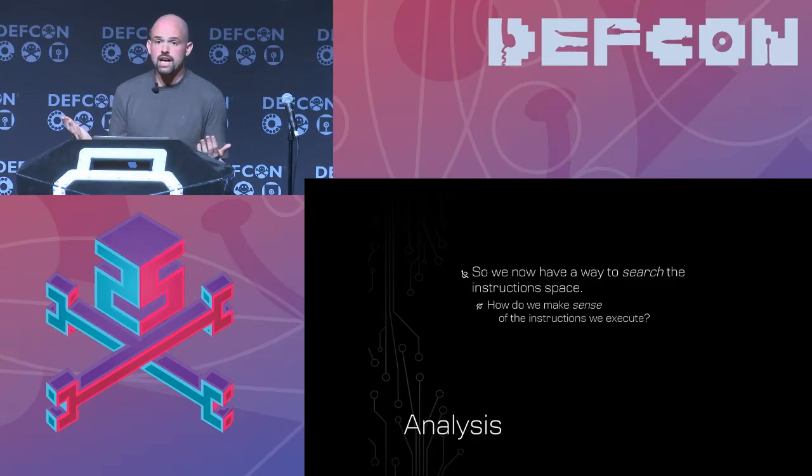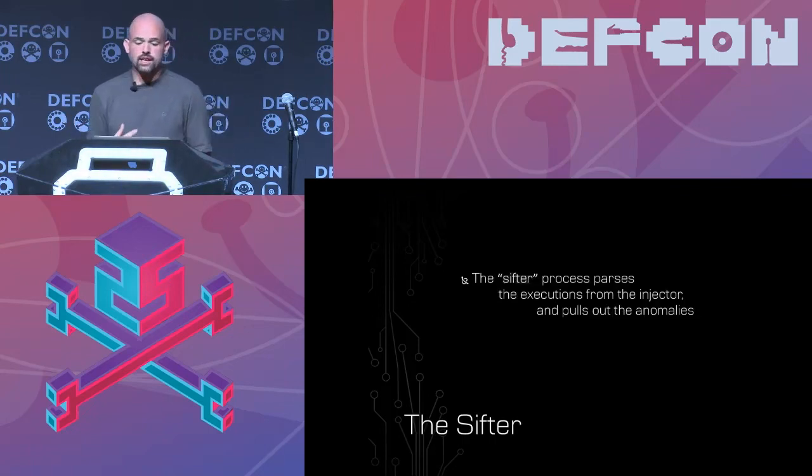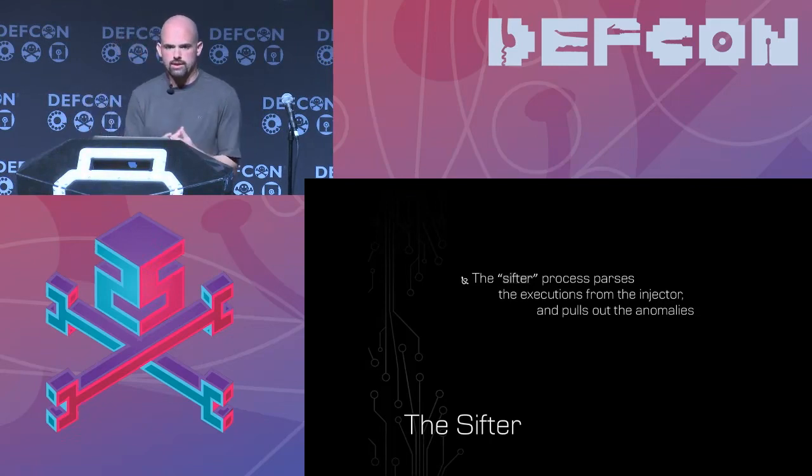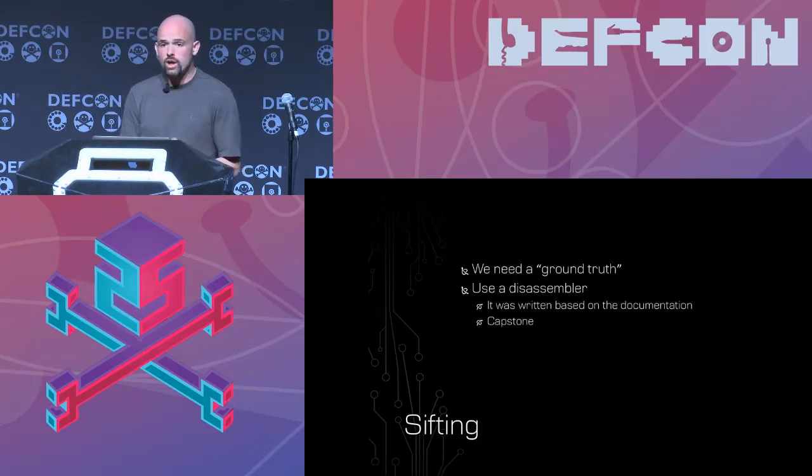Now, the next question is, how do we make sense of these instructions that we're generating? For this, I designed what I call the sifter process. It's kind of a wrapper around the injector. The sifter's job is to look at what the injector is doing and pull out anomalies. So what do I mean by anomalies? What's an anomaly in x86?